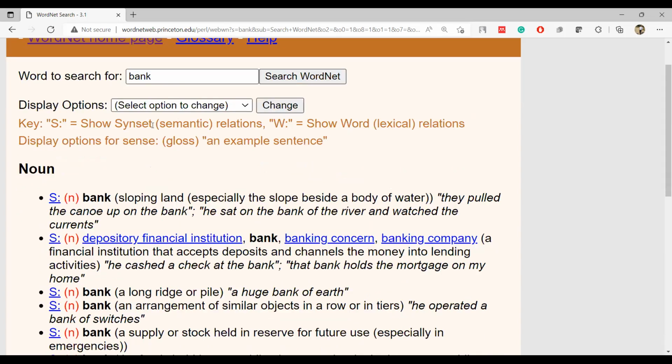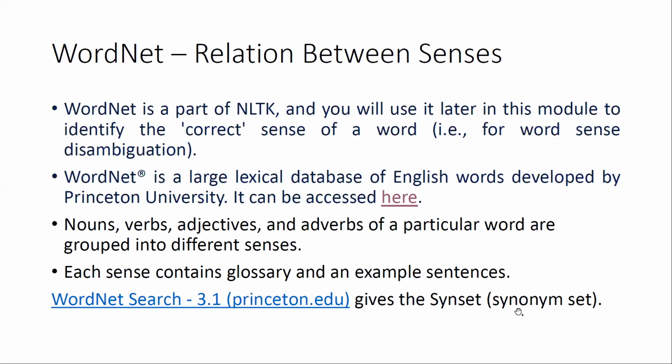And this synset is giving, I mean, we were saying that this is a sense. So a synset is actually the synonym set of the word. So WordNet is giving us the synonym set of different words in terms of nouns, verbs, or any other kind of sense. So they provide us these things.